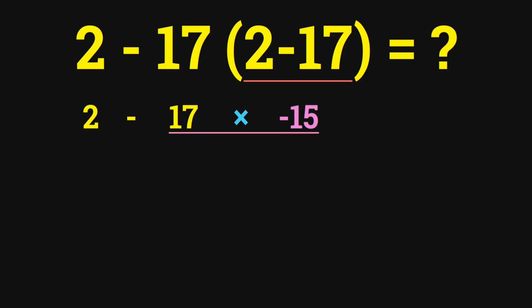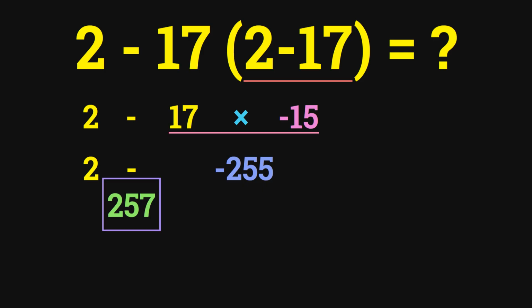17 times minus 15 gives us minus 255. Now the problem became 2 minus minus 255, which gives 257. And this was the final answer for our problem.